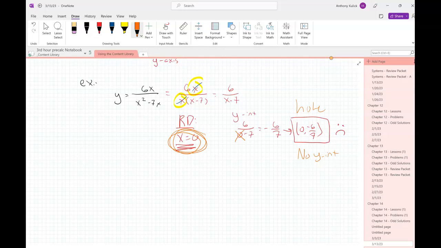So how are you supposed to know that? Because the removal discontinuity is at x equals 0. It's a removal discontinuity. That's what a removal discontinuity is. It's a hole. It's like 1 point that's missing. And that point that's missing is on the y-axis, which means that I can't have a y-intercept because the place where it would be is missing. It's gone. That's what's going on there.